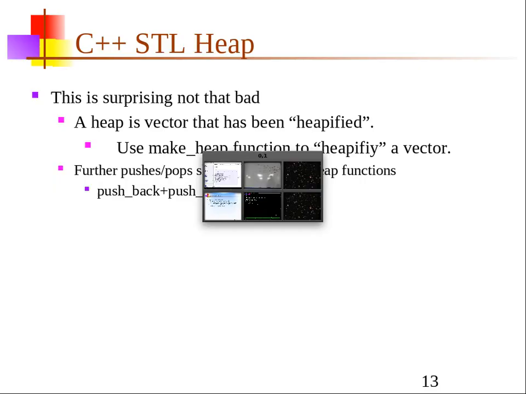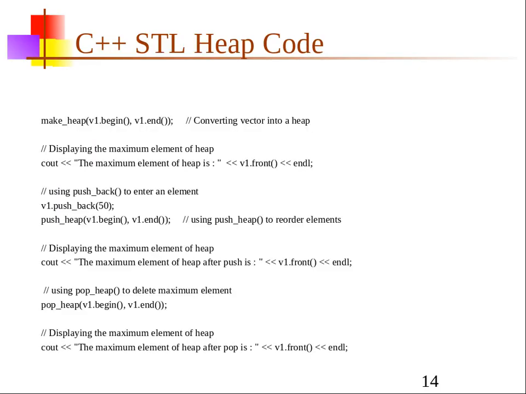Okay. Well then. Oh, here we go. If you had a full vector, you can populate a vector with a bunch of elements and then just call make heap and it will heapify the entire thing. The maximum element is going to be in the front, and then you can push back 50, push the heap again, maximum element's still the front, and then you can pop the heap to delete the maximum element, which is the front. You actually didn't have to pop back yet. And then you can call front again.